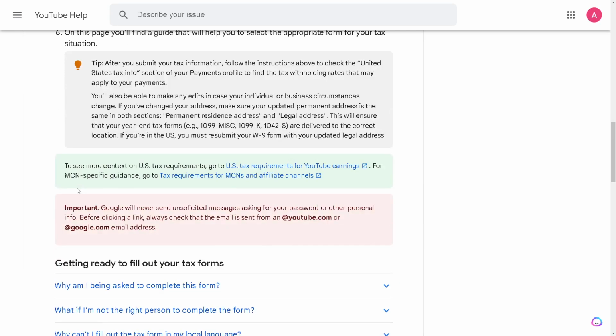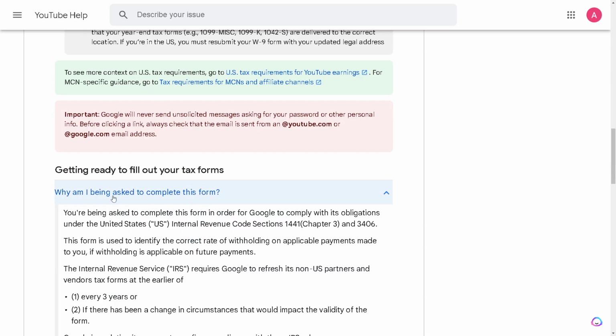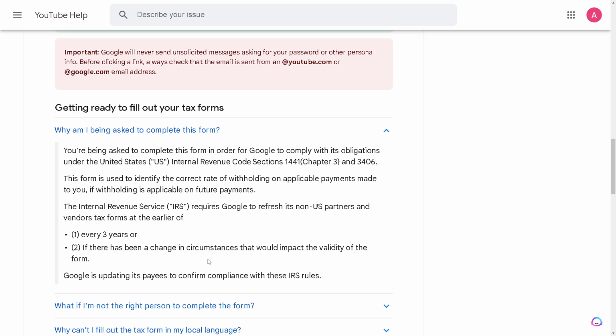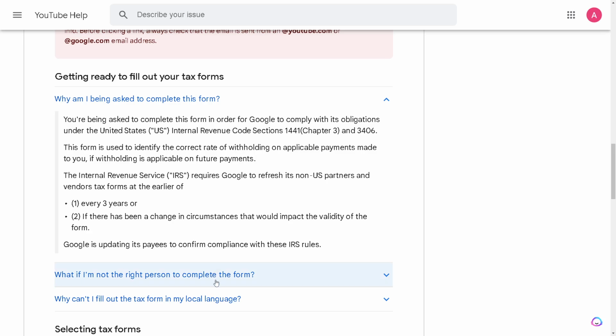Now, here is some more information. Say, for example, why are you being asked to complete this form? Because the Internal Revenue Service, or IRS, requires Google to refresh its non-US partners and vendors' tax forms at the earlier of every 3 years, or if there has been a change in circumstances that would impact the validity of the form. Google is updating its pages to confirm compliance with these IRS rules.